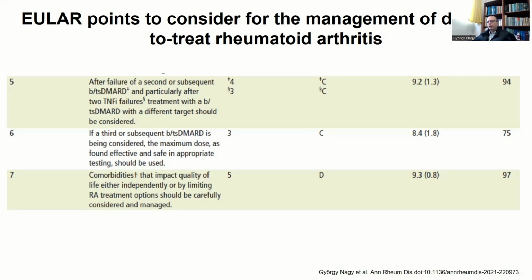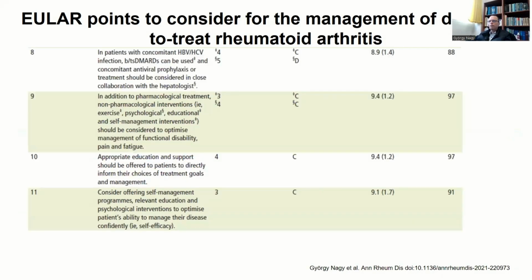The seventh point is dealing with the comorbidities again. And we recommend that comorbidities may impact quality of life either independently or by limiting rheumatoid arthritis treatment options. That should always be carefully considered and managed. The next point is dealing with hepatitis B and C, and for some reason we found really very little evidence for most comorbidities, but quite a lot regarding hepatitis B and C.